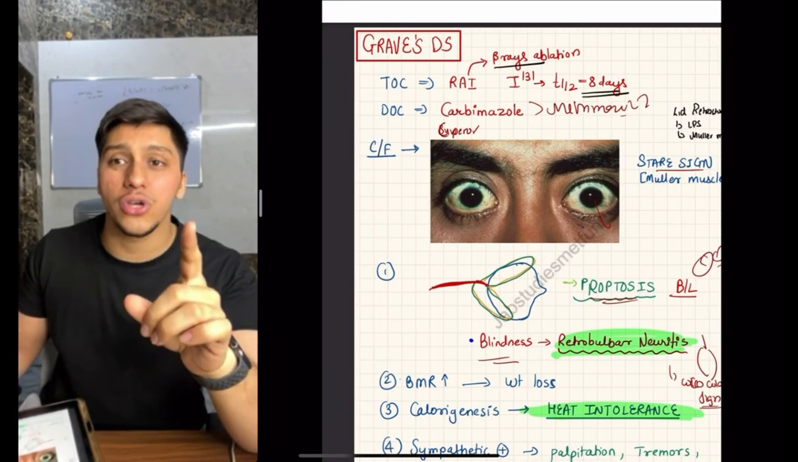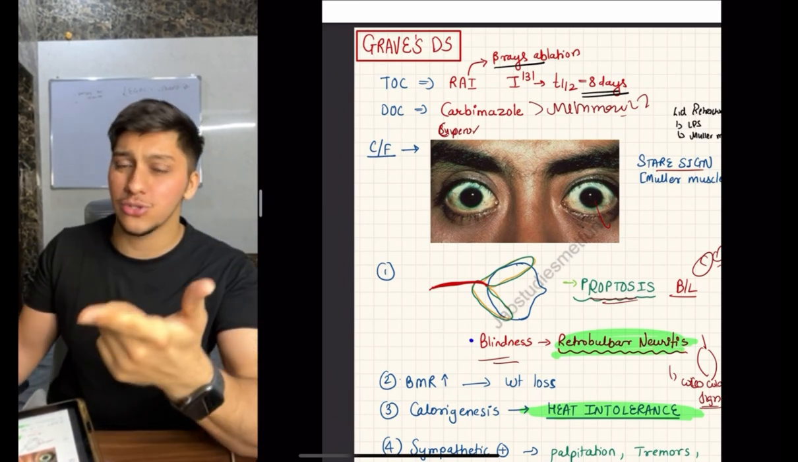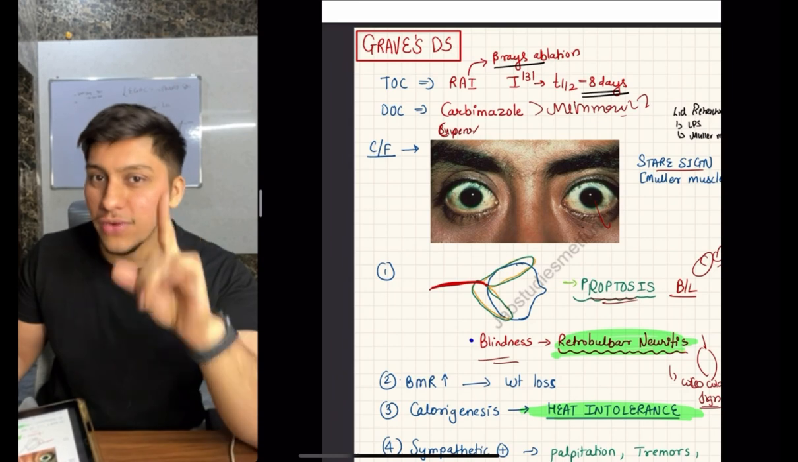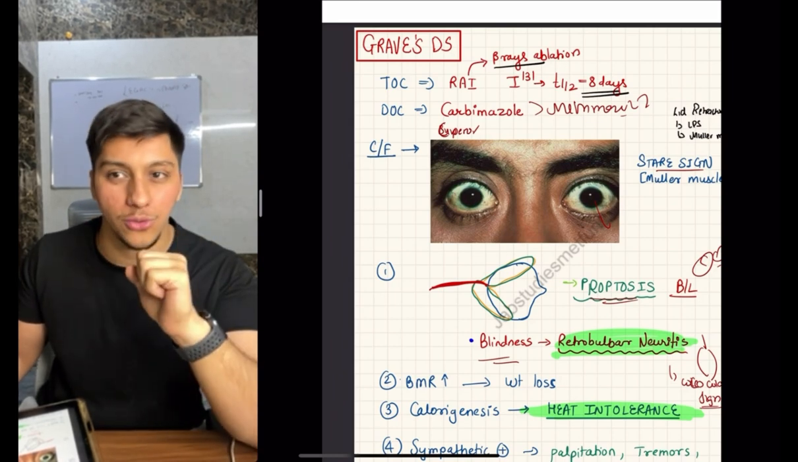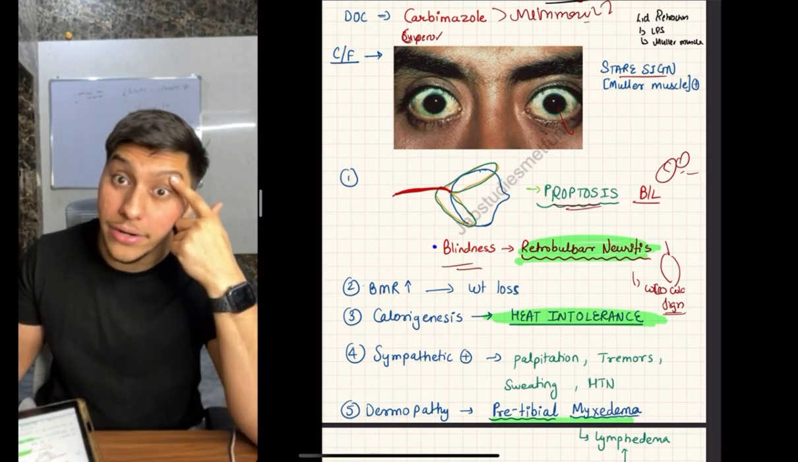The drug of choice, again, as I told you, is carbimazole more than methimazole. Carbimazole is not preferred in the first trimester of pregnancy; you will give PTU. Okay, over here you can see the staring eyes. The staring eyes are because of lid retraction.